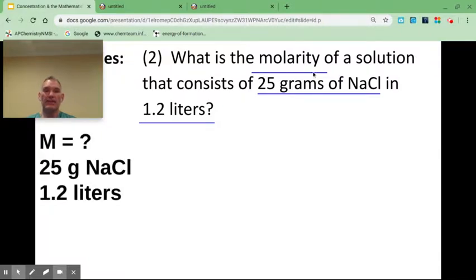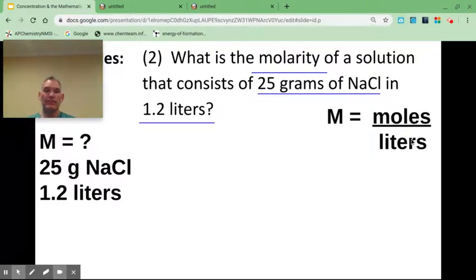Molarity is what I'm looking for. I have 25 grams of NaCl, 1.2 liters. I know the formula on table T is moles over liters. But when I check my units, I don't have moles, but I do have liters. So this question involves one extra piece of work. I have to change my grams to moles first.